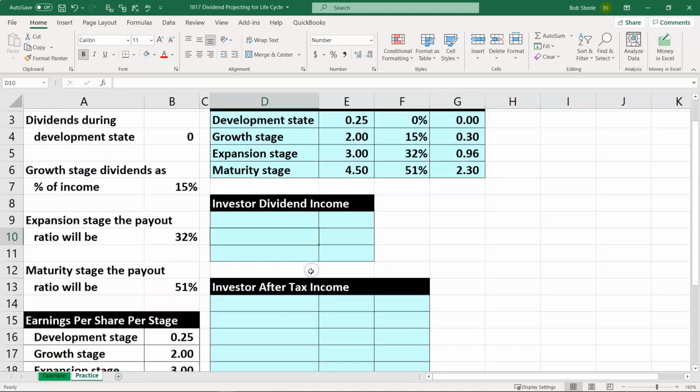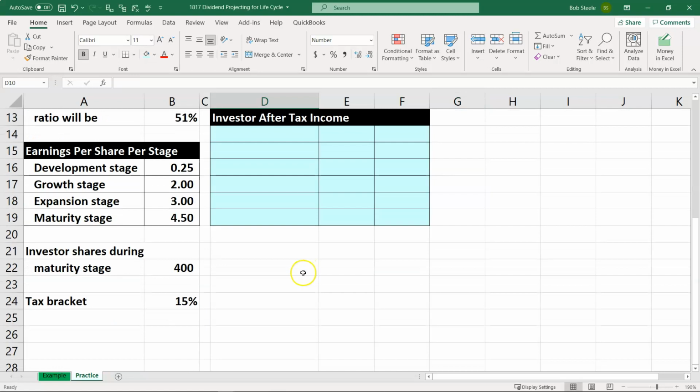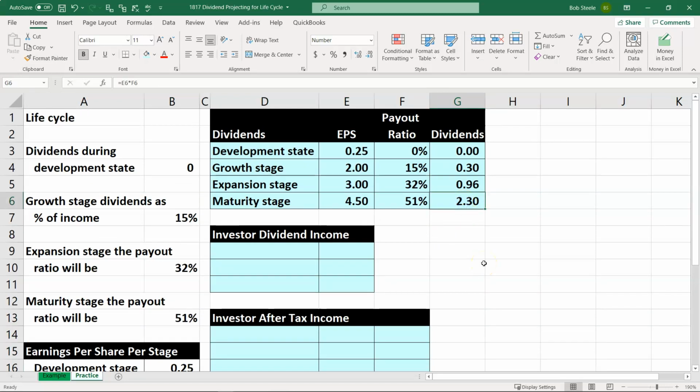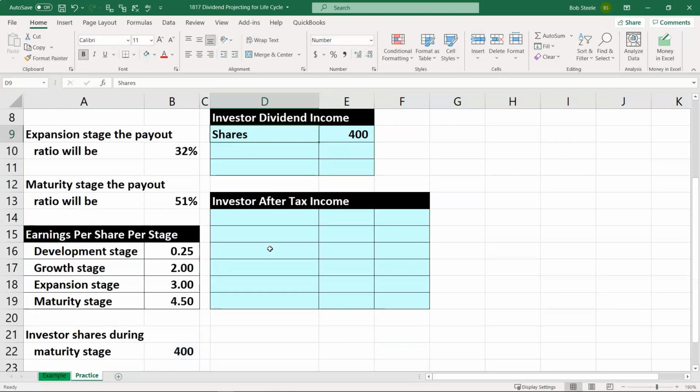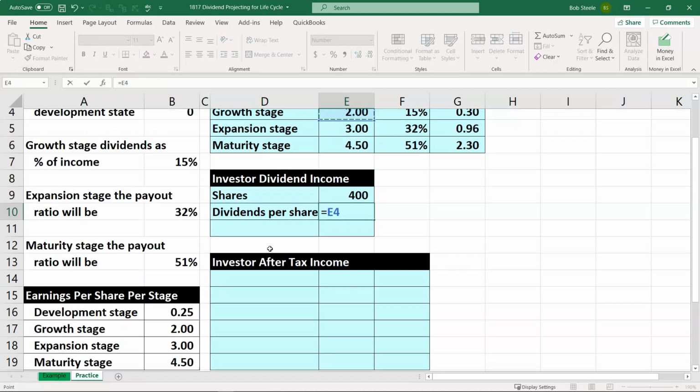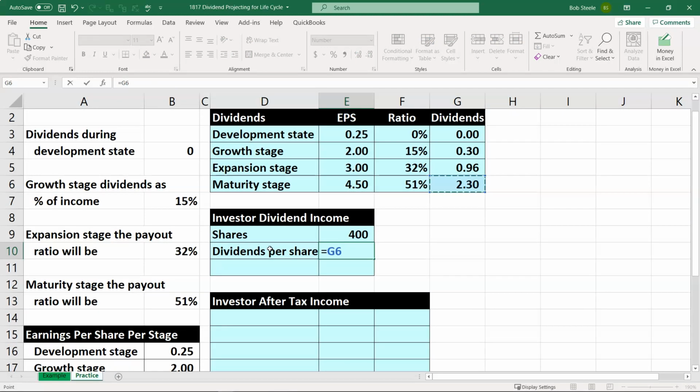So let's go to our scenario down here where we have our investor, which we are imagining is in the maturity stage down here. The dividends then were estimated to be, as we calculated up top, at the 2.3 per share. So if we had an investor at that stage, we're going to say, all right, well, the shares are going to be, if they had 400 shares, an individual investor, and the dividends per share are going to be equal to, at this point, we calculated the dividends to be the 2.3.